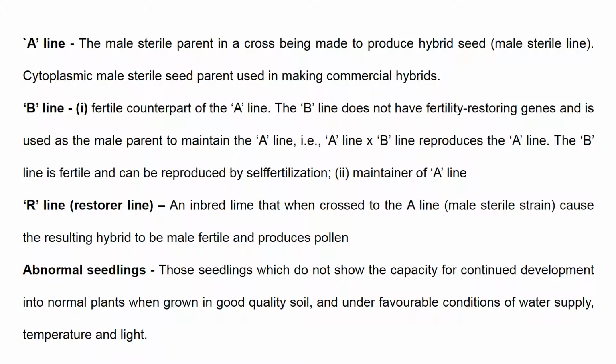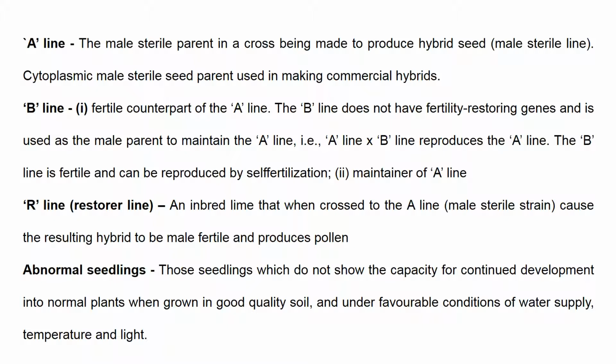So here A is female line and B is male line. A into B line produces A line. The B line is fertile and can be reproduced by self-fertilization. That is maintainer of A line. The third one is R line, restorer line, an inbred line that when crossed to A line causes the resulting hybrid to be male fertile and produces pollen.